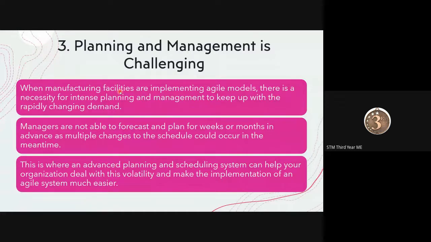So planning is very challenging, and also managing it, in the same sense of workforce management, productivity management, inventory management. All these managements are not handled by the manager of the manufacturing system alone, but by individuals, and for each and every one, the management is very challenging. So that is also another disadvantage of agile manufacturing.